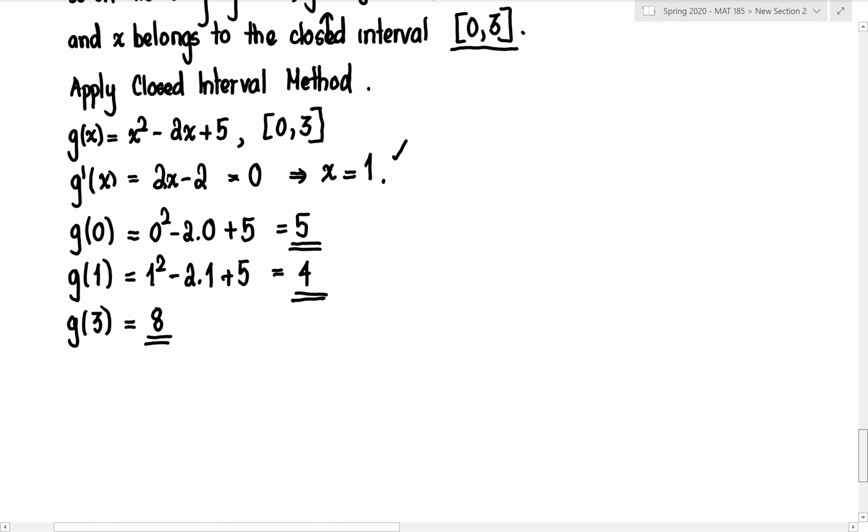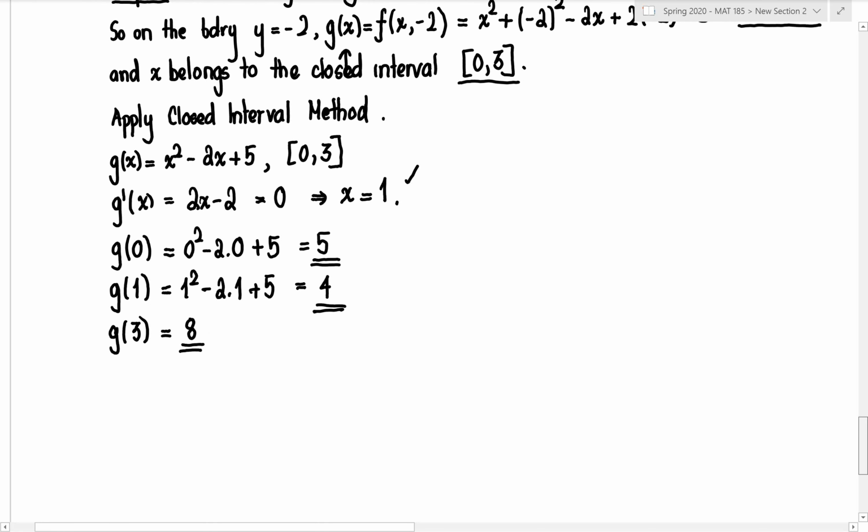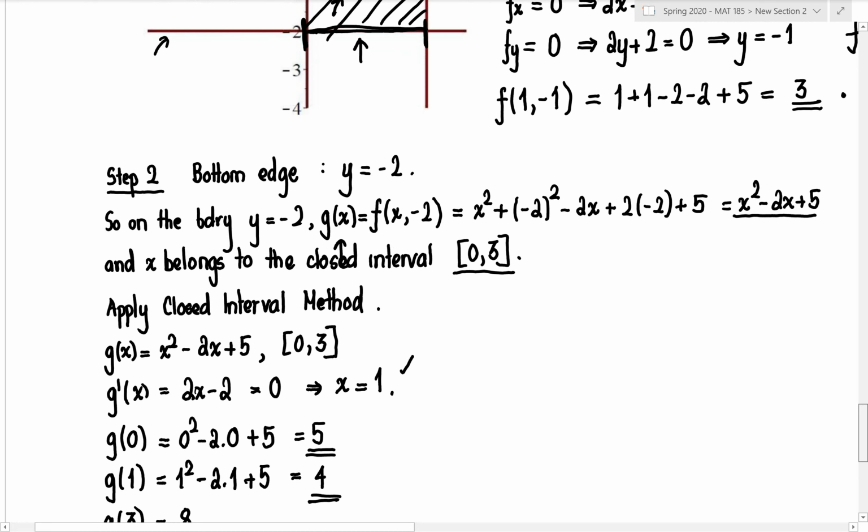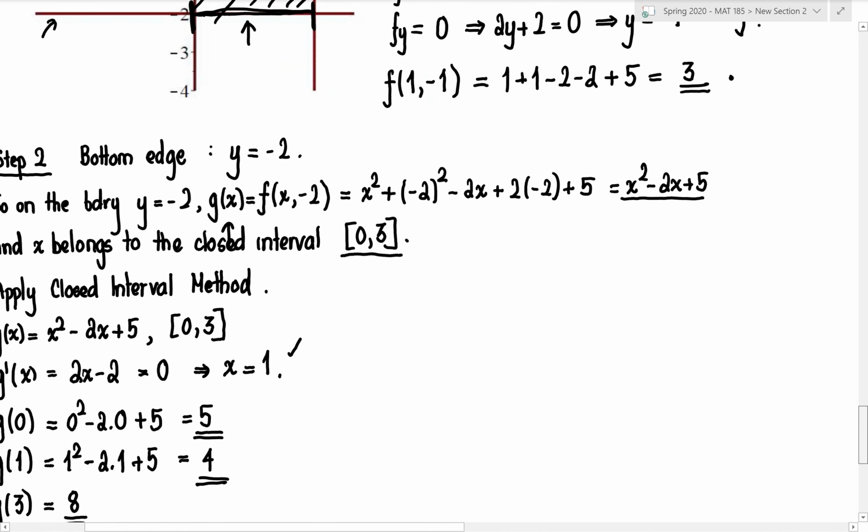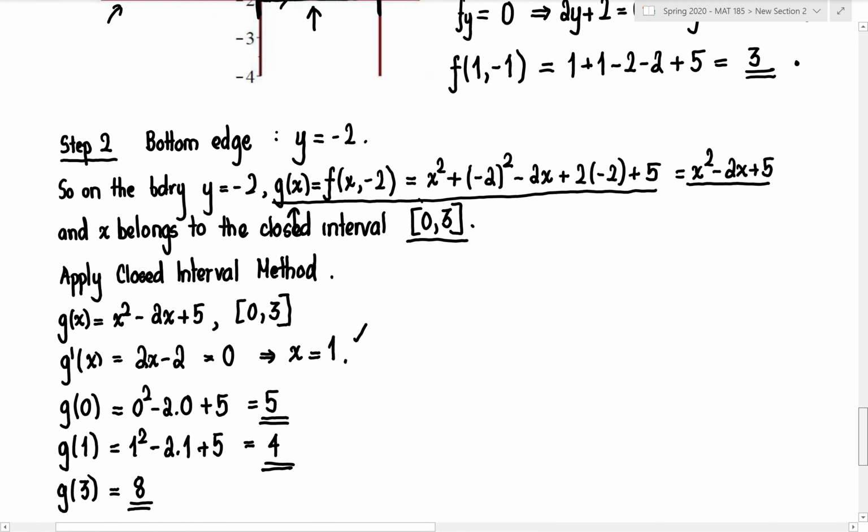So just to recap what we did so far, we said we were going to concentrate on the bottom edge of this region. And the bottom edge, remember, was given by y is equal to -2. So we take that, plug it into our function, and our function now becomes a function of a single variable, defined on a closed interval.